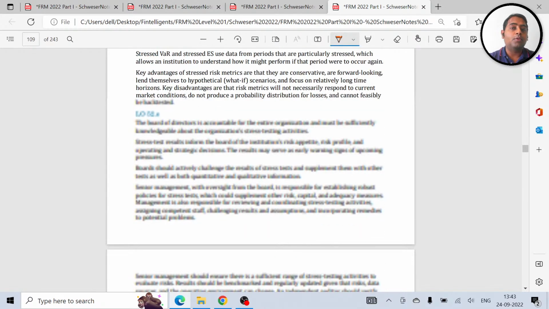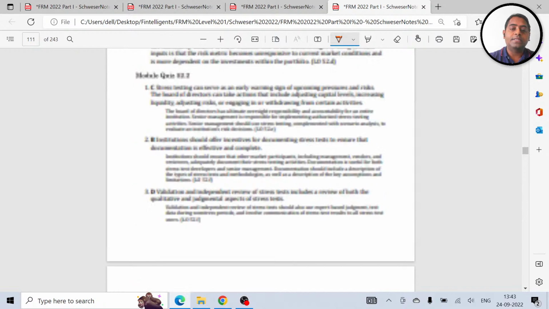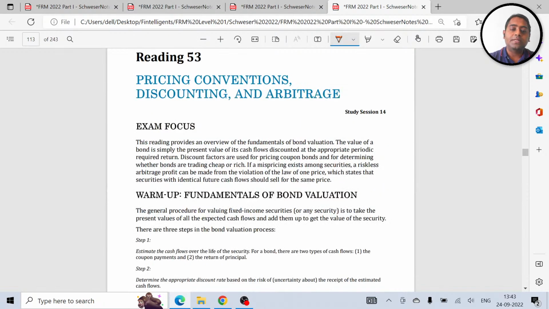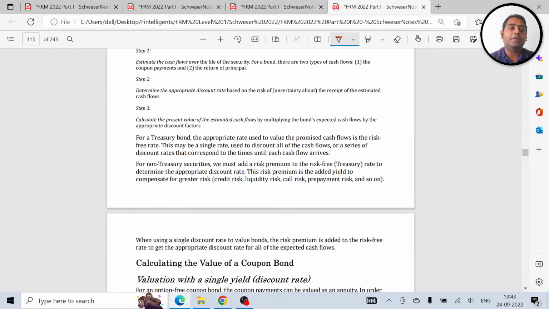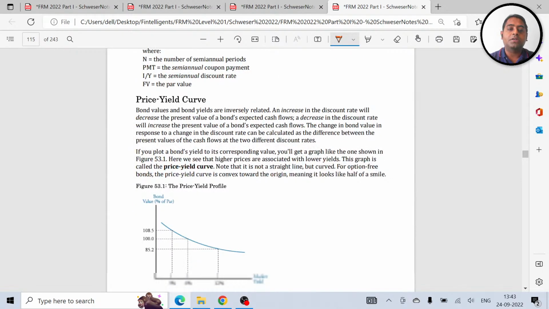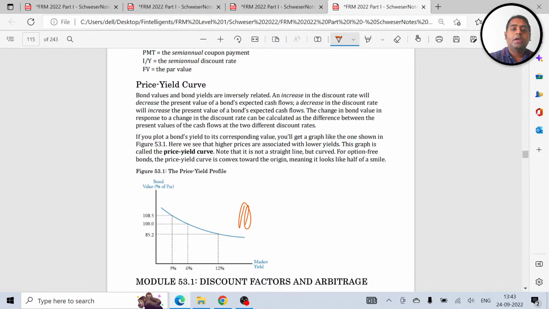I'm going to move towards the next chapter, which is pricing convention and discount arbitrage. Very, very basic chapter which talks about the bond valuation. So first few pages are not important. This diagram is important, and the relationship between price and yield is important from the understanding perspective.